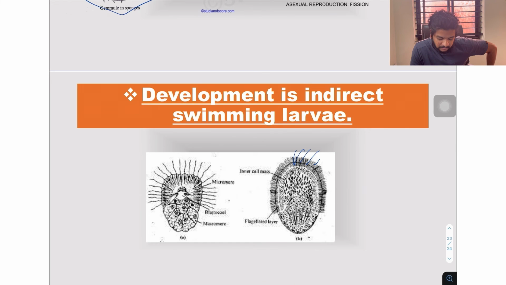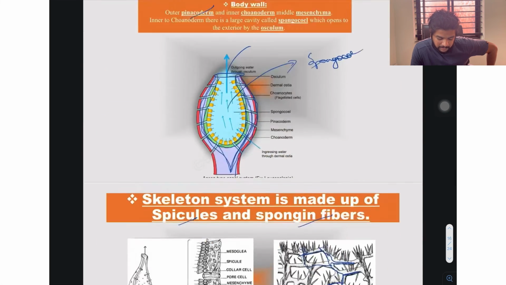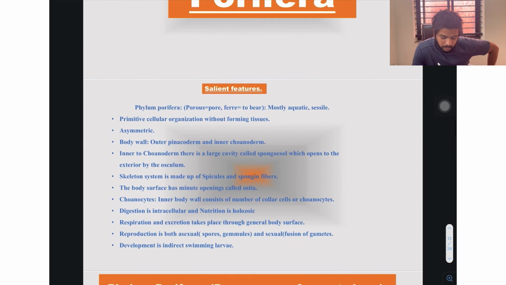These are the characters of phylum Porifera. One more time I will revise. They are called Porifera because their body has a number of minute pores. They are mostly aquatic, and they are always sessile. They have a primitive cellular organization without forming any tissues. No special tissues are formed, but they are still multicellular, at the cellular level of organization. They are asymmetric. The body cannot be cut into two equal halves in any plane.